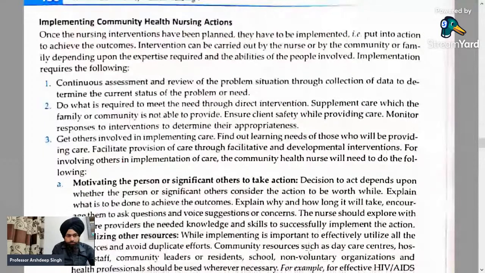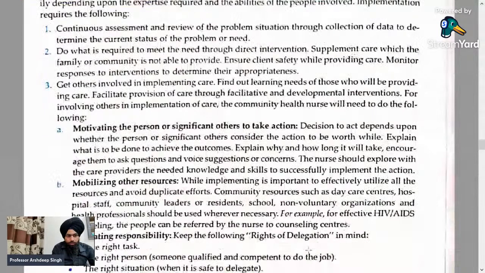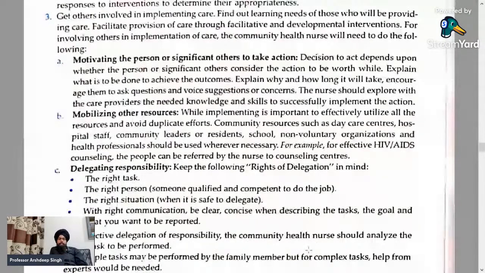Next are some of the sub points under this point. It involves motivating the person or significant others to take action. The decision to act depends upon whether the person or significant other considers the action to be worthwhile. While you are implementing an intervention, you have to keep in mind whether the patient is accepting it. If he or she accepts that, then only will this intervention be implemented in the best way.